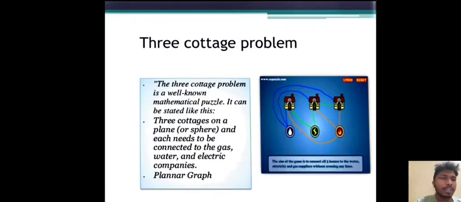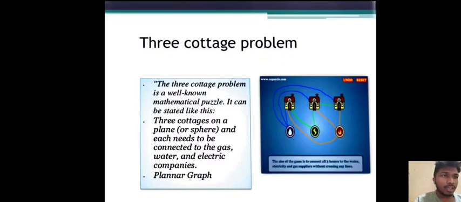a planar graph. In a house we need to connect electricity, gas and water, and the aim of this game is to connect all three of these, water, electricity and gas, without crossing any lines. In this way we have to connect the lines of water, electricity and gas.